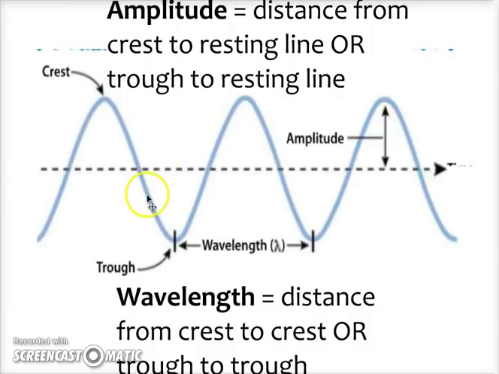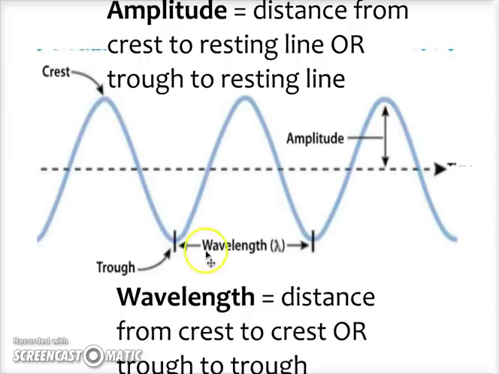The height of a wavelength always matters. The height of a wavelength, or the distance from the resting line to the top of the crest, or it could be from the resting line to the bottom of the trough, is called the amplitude. The amplitude is the distance from the crest to the resting line, or it could be from the resting line to the trough. Crest to the resting line or trough to the resting line.